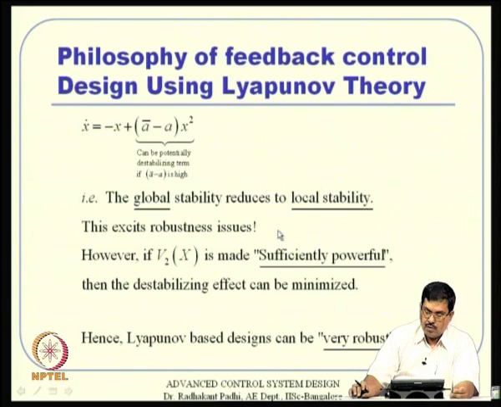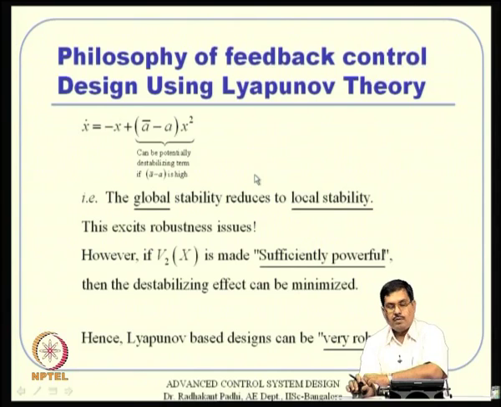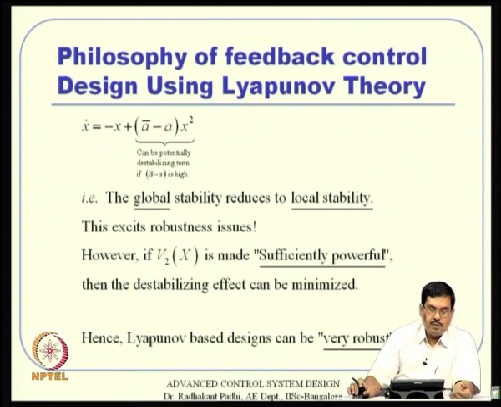However, if you make V2 sufficiently powerful, that means V2 is large, then obviously the control will also get more and more powerful. So essentially, even in the presence of uncertainty like this, the design can be robust, because this term will not be that prominent. If your V2 is very powerful, then V1 dot is minus of V2x anyway. That term being a very high quantity will lead to robust control. So that is the whole idea why these Lyapunov theory based controllers are typically robust.